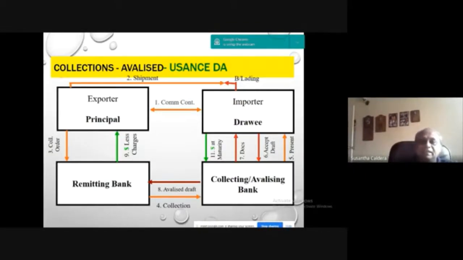And then once they pay, we will deduct our charges and pay the remitting bank. Right? The remitting bank has already discounted the bill. If there's any balance to be given, they will give that balance. Otherwise, that's it, right?